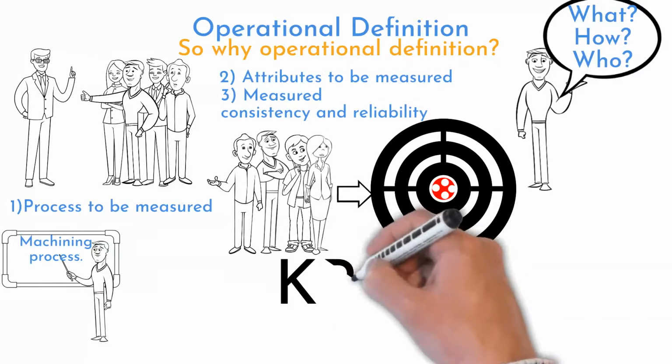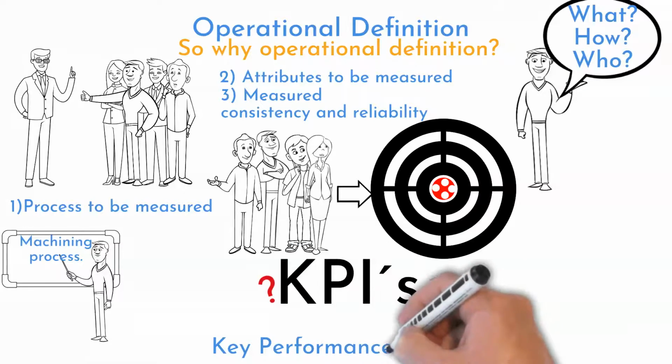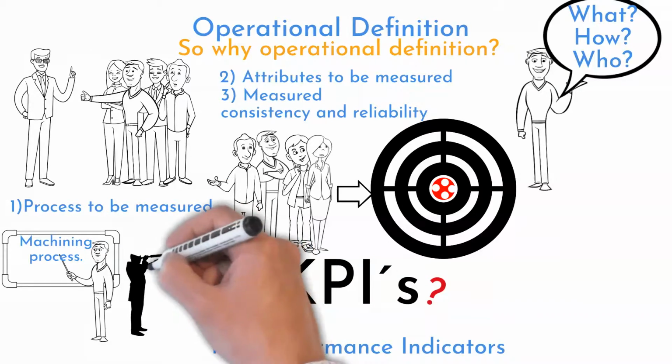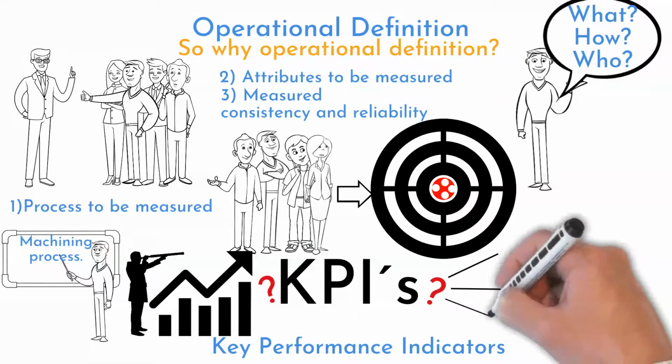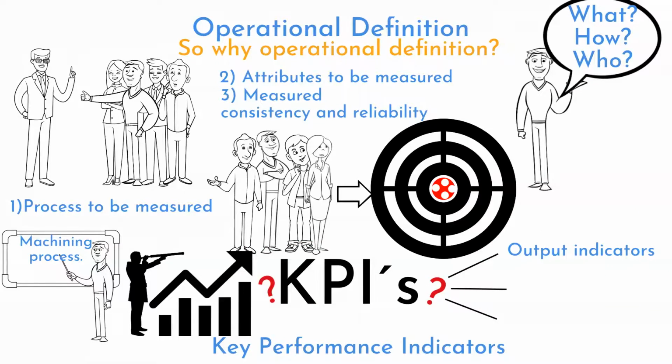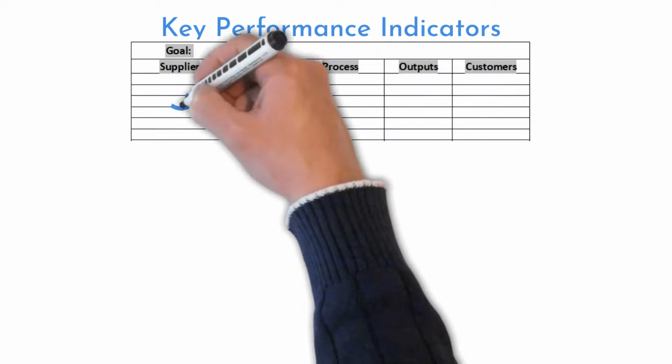The first task is to define key measures called Key Performance Indicators, KPIs. A KPI is a measurable value of how efficiently the process is performing. There are 3 indicator types: output indicators, process indicators, and input indicators. The order of indicators refers to the SIPOC tool.